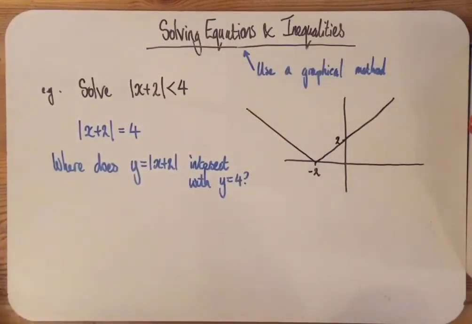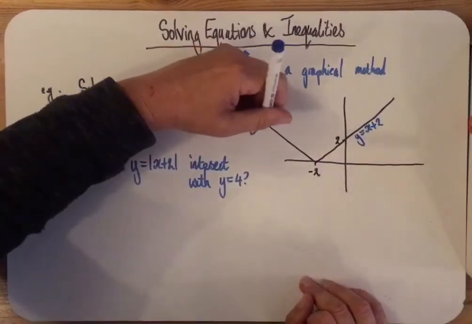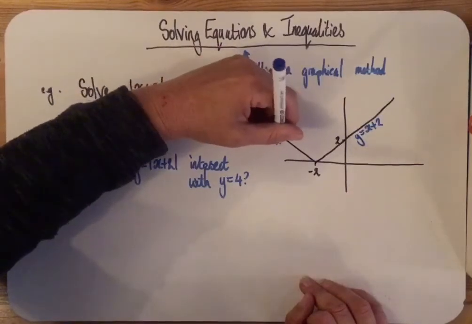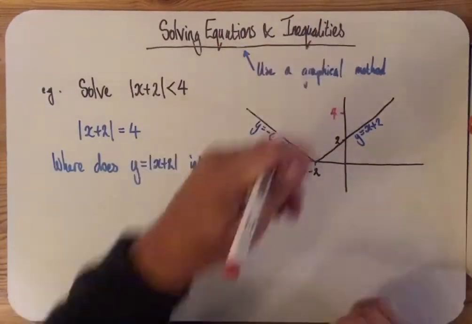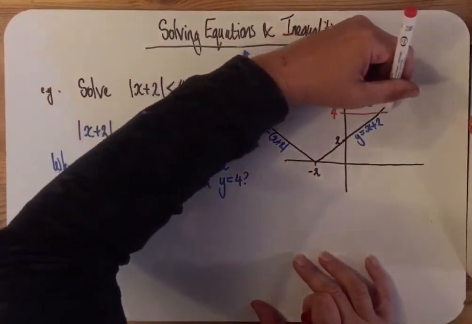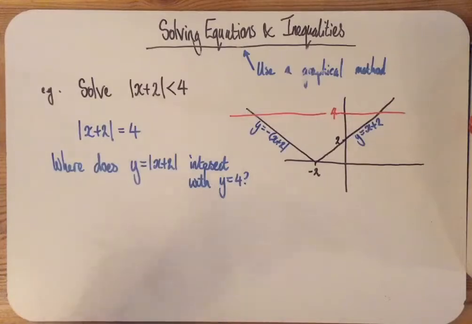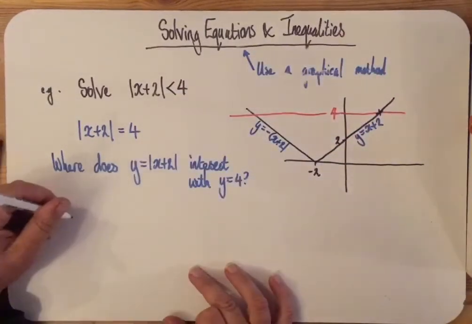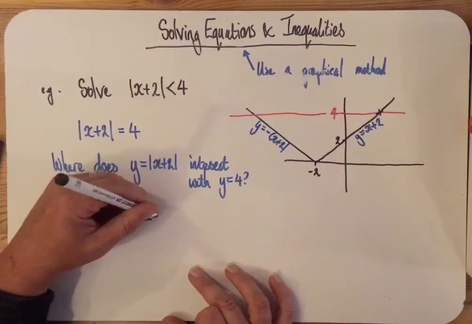Equations of line segments: this bit here is y equals x plus 2. This bit is y equals minus x plus 2. And if I also draw on the line y equals 4, to find where they meet, you would solve their equations simultaneously. But because the equations of the line segments are different, we need to think: this point of intersection here is where x plus 2 equals 4, and so x equals 2.